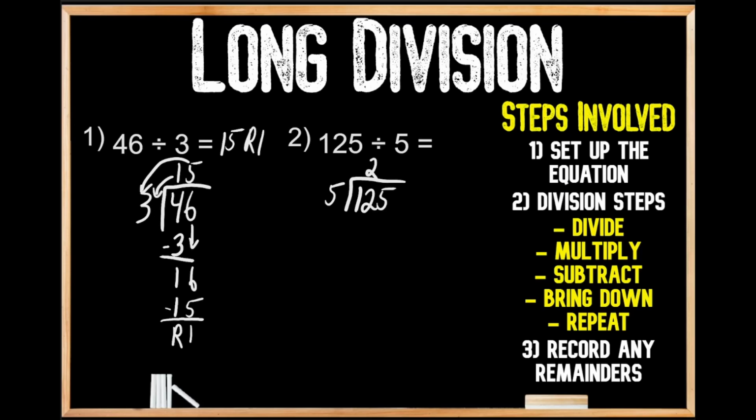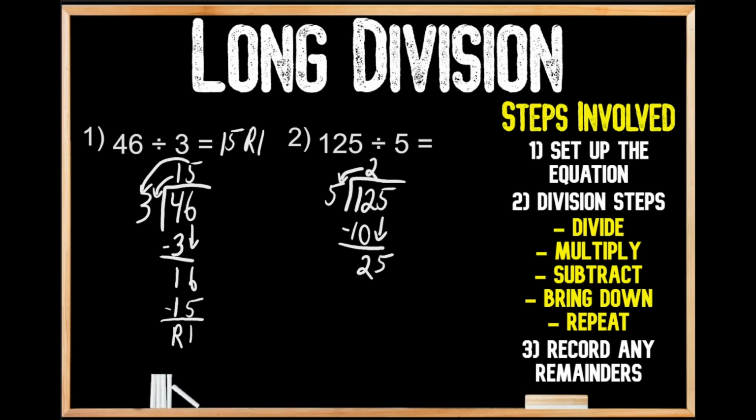So now we can move on to our next step, which is to multiply. And when we multiply 5 times 2, we get 10. So now we can move on to the next step, which is to subtract. And when we subtract 10 from 12, we get 2. So now we can move on to our next step, which is to bring down the number that's immediately to the right of the place that we've just divided. So we're going to bring down our 5, giving us 25.